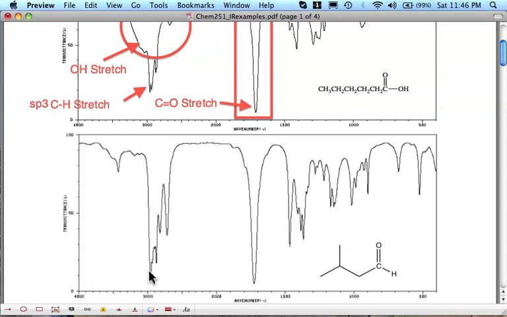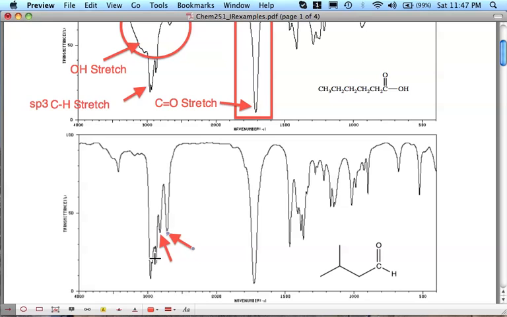So I'm going to put a couple arrows here to point to these two that I want to point out. There's one right there, and there's another one right there. They come at about 2750 and 2850 reciprocal centimeters or so. Those are the CH stretches for the carbonyl of an aldehyde, so they're the CH that's on the carbonyl. If you have a ketone, of course you don't have a hydrogen here, you have another carbon, and so those peaks are typically not visible.